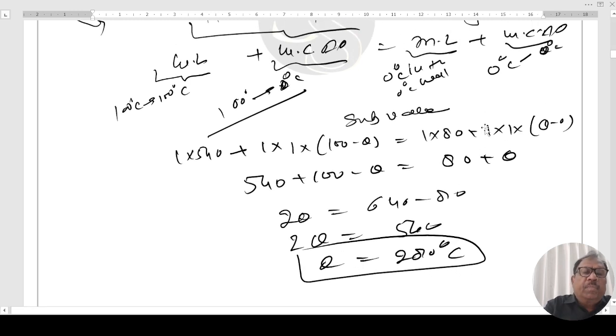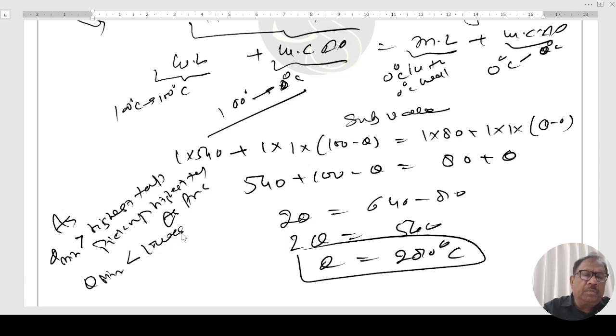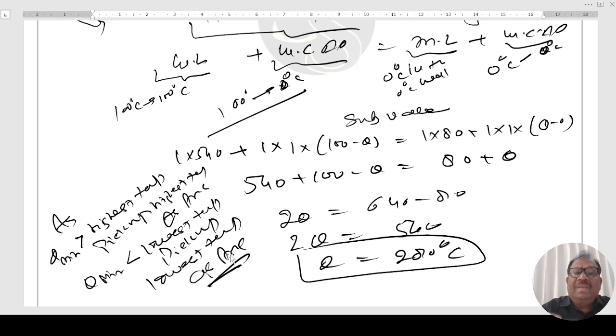Now, in this case, if theta mixture is greater than the highest temperature of the system, pick up the highest temperature as the answer. And if theta mixture is less than the lowest temperature, pick up the lowest temperature as the answer. Right? In this case, highest temperature is 100 degrees centigrade.